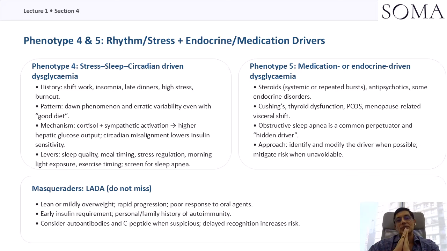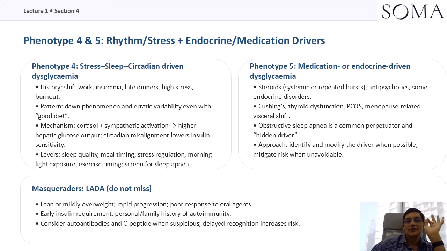Now, the mimics here, a couple of words about that. LADA and other non-type 2 diabetes patterns. Now we come to a critical warning: not every adult with high glucose has type 2 diabetes. The most common mimic is latent autoimmune diabetes in adults, LADA.